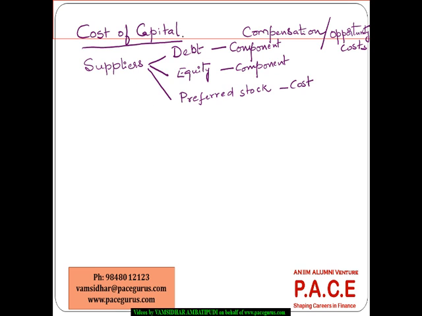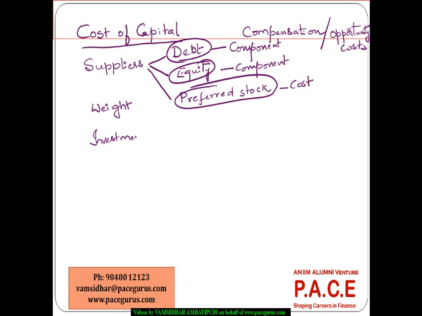Then, depending on how much I have invested in each of them, I would compute the weightages. I would give a weightage for debt, a weightage for equity, and a weightage for preferred stock, finally resulting in the overall cost of capital. And this cost of capital is what is generally used for evaluating the various investments to take a go or no-go decision.